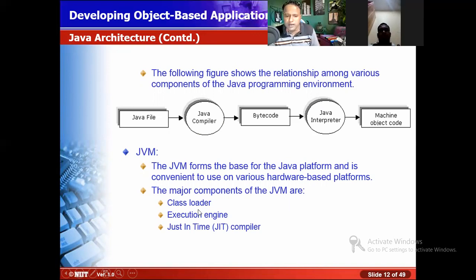components of the JVM are the class loader, execution engine, and JIT compiler. First of all, we load the class, then the execution engine and JIT compiler. It is called the engine of Java.